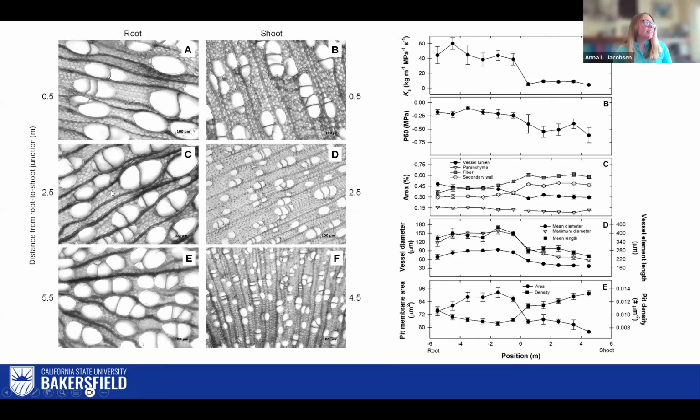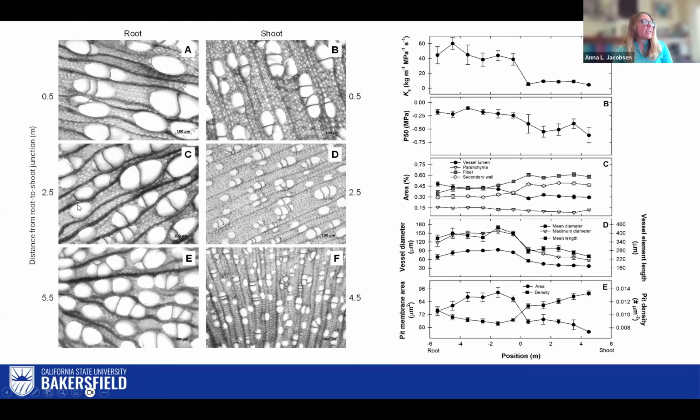So for instance, in C and A, the smaller cells that are in between the vessels are fibers, and they're much larger in the root than they are in the stem, which makes sense. Roots are very biomechanically different than stems because they're anchored and stabilized by soil, so they don't need to have the same biomechanics.